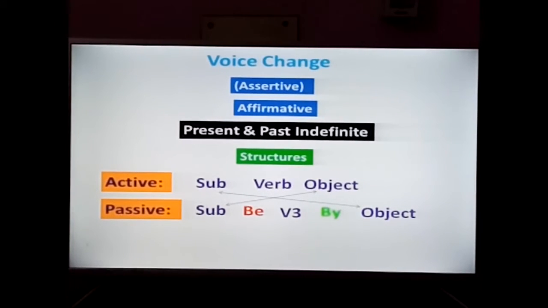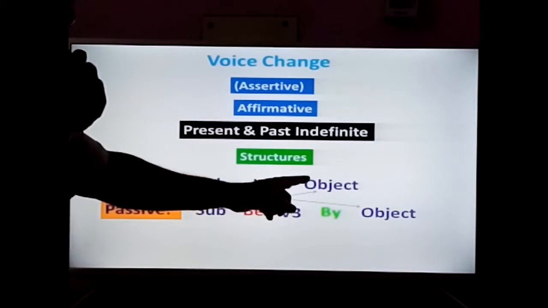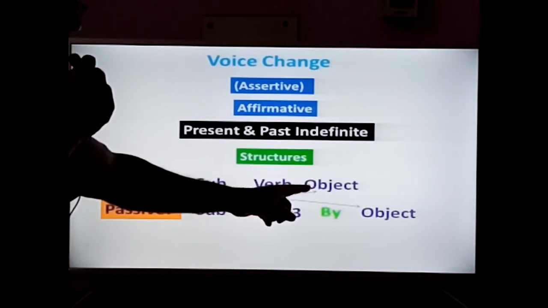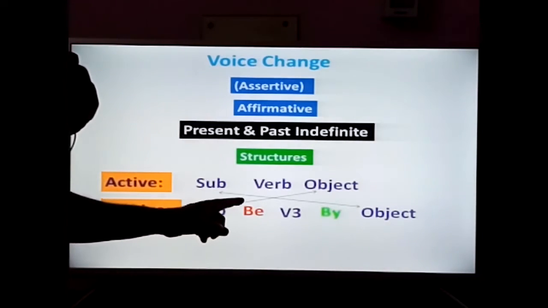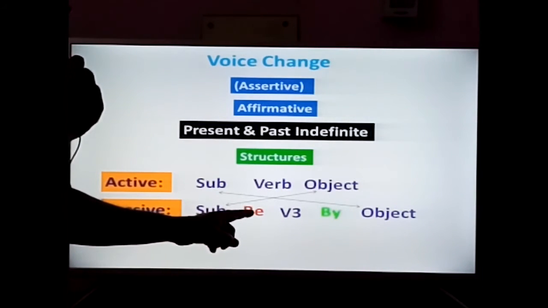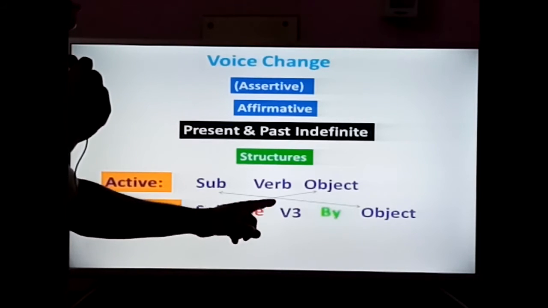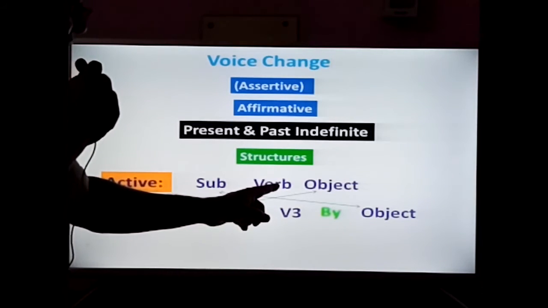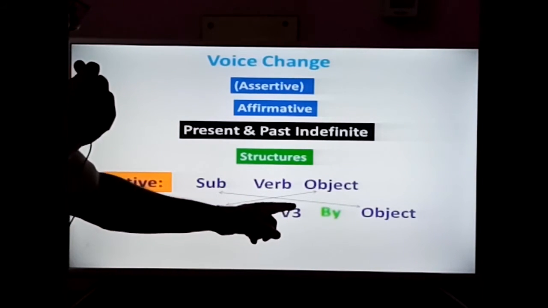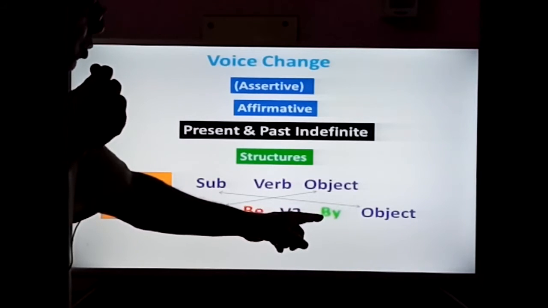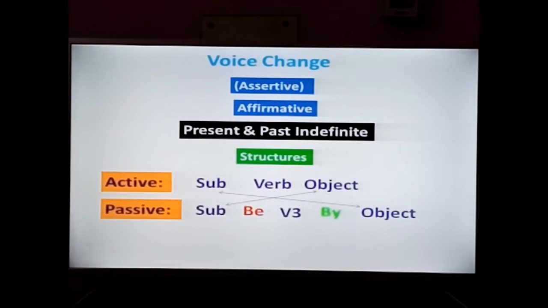The steps are, first of all, you have to use the object of the active voice as the subject of the passive voice. Then you have to use a be verb in its right form, and after that you have to use the main verb of the active sentence in its past participle form in the passive sentence. After the verb, you need to use a preposition, which is most commonly by, but there are some exceptions, and I'll be talking about those exceptions towards the end of my lesson.